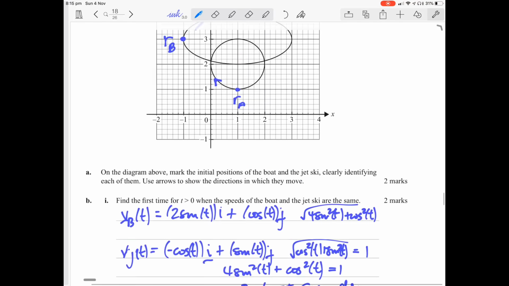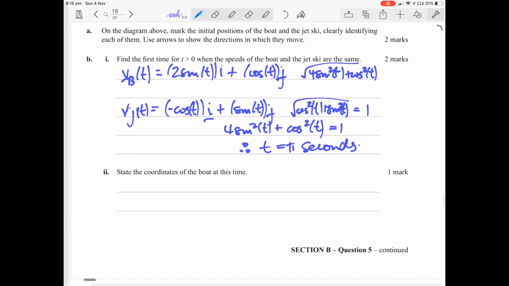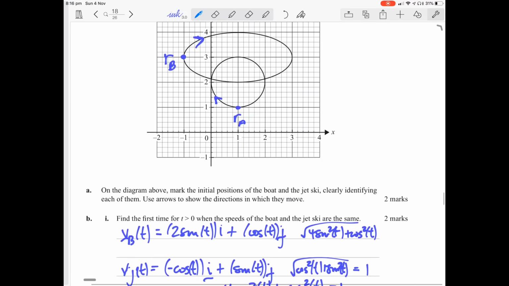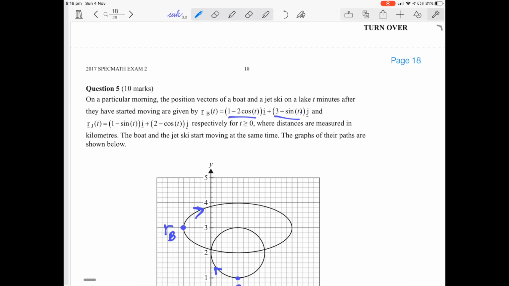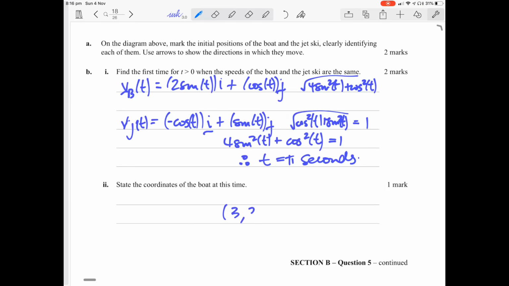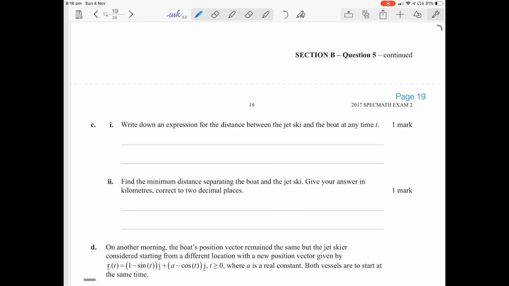Okay, state the coordinates of the boat at this time. Put pi into both of them. Cos of pi is -1, so that's going to be 3. And sine of pi is 0, so it's going to be 3, 3. Write down an expression for the distance between the jet ski and the boat at any time.